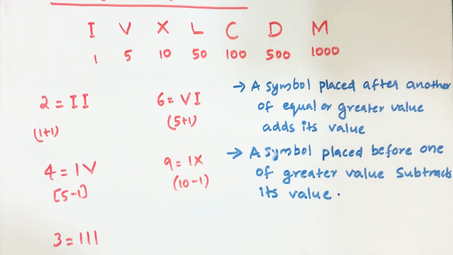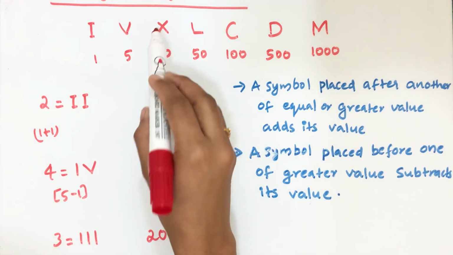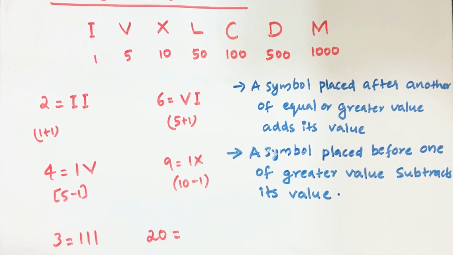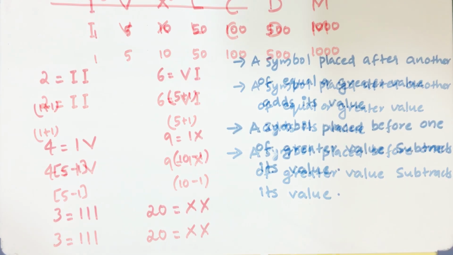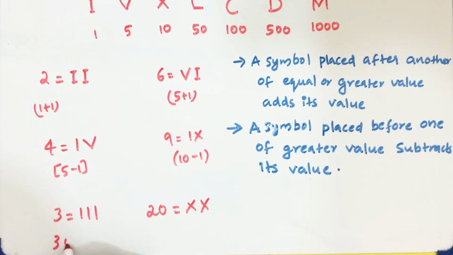How will we write 20? 20 is equal to, we know 10. 10 plus 10 is 20. Then we can write 20 like this. And 30, 10 plus 10 plus 10. We can repeat 3 times. This is 30.